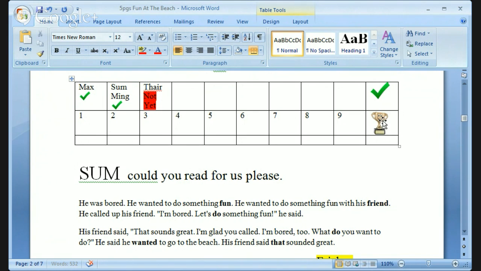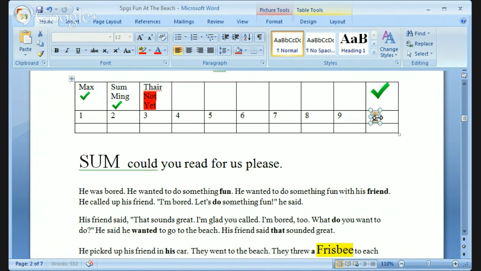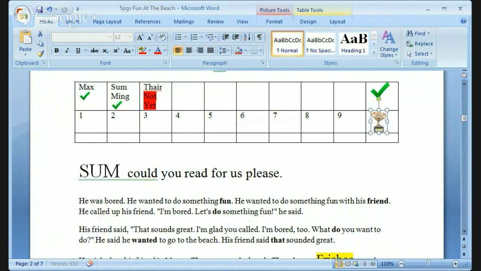1, 2, 3. Okay, there was two guys. They was bored and they decided to go to the beach.